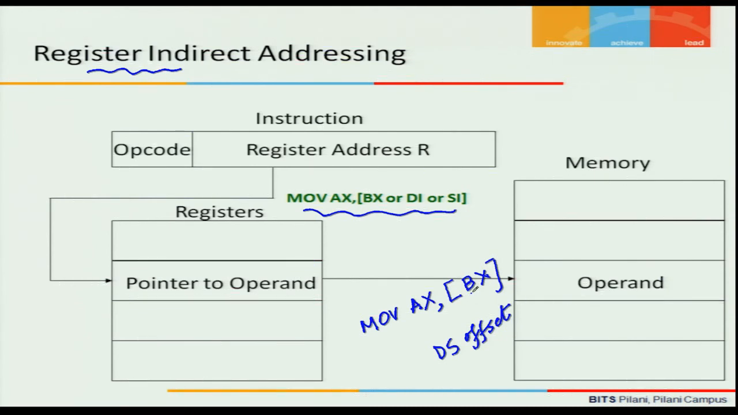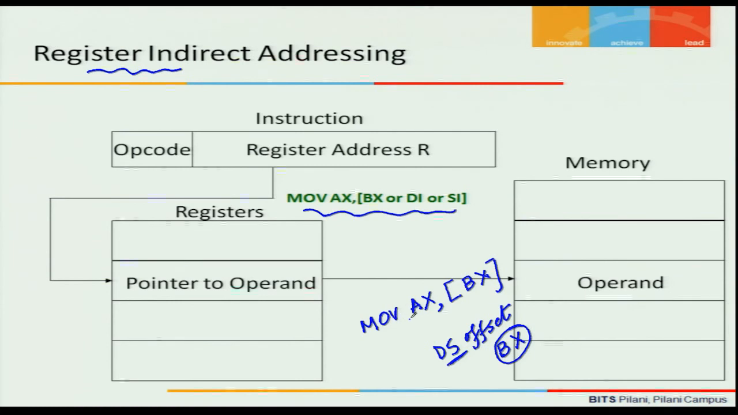So BX, remember, is a 16-bit register. So I have a 16-bit offset in BX. The contents of BX are indicating an offset. So the offset is indirectly obtained from the contents of BX. Take the contents of BX, add them to the contents of the DS register which is left shifted, and that is going to give you the memory location.